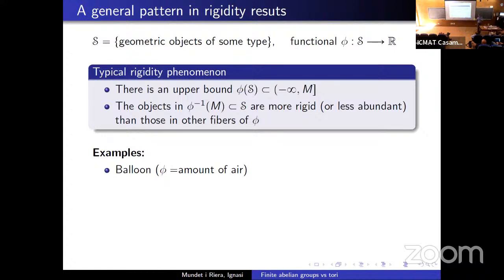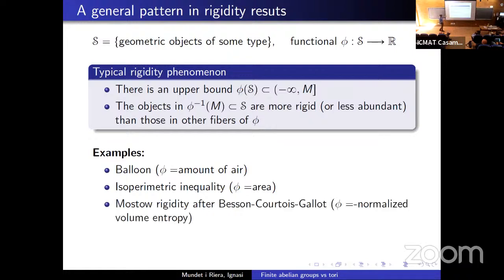So this was the party moment of the talk. Now I'll try to be more serious. There is another example which is related to the one of the balloon, which is the isoperimetric inequality. So you consider curves in the plane of fixed length, and the functional is the area of the region enclosed by the curve. And of course, as you know, this is bounded, and the maximum is attained when the curve is a circle.